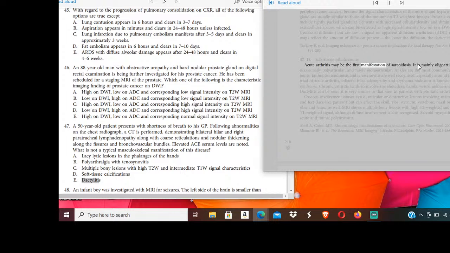Acute arthritis may be the first manifestation of sarcoidosis. It is mainly oligoarticular but occasionally polyarticular and rarely monoarticular. Ankles are the most commonly involved joints. Enthesitis, tendinosis and tenosynovitis are well recognized, especially around the ankle. The triad of acute arthritis, bilateral hilar adenopathy, and erythema nodosum is known as Lofgren syndrome.